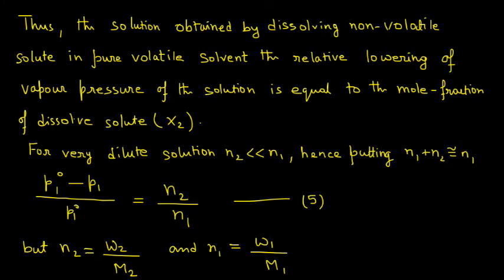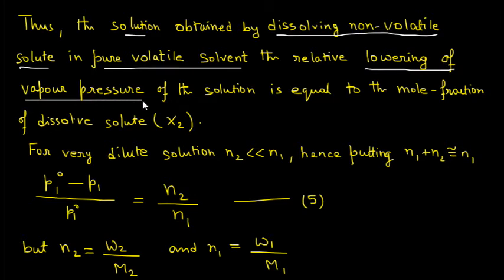So here few important things are there. Dissolving non-volatile solute in pure volatile solvent, we get a solution. And by dissolving a non-volatile solute into a pure volatile solvent, we get lowering of vapor pressure. Vapor pressure is lowered, which is equal to the mole fraction of the dissolved solute.